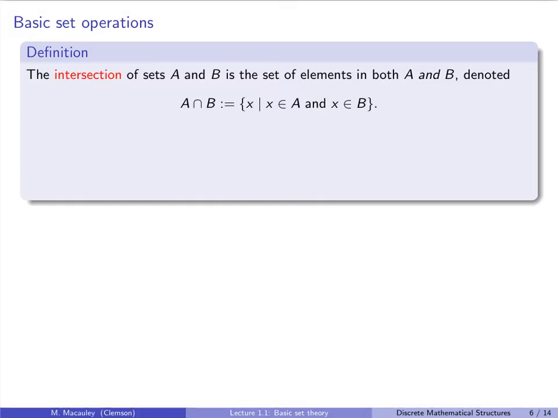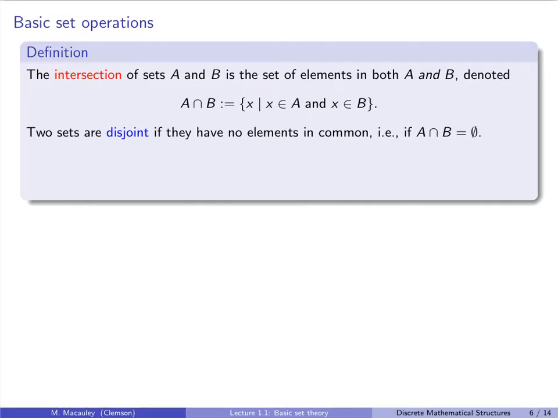So first is the intersection of sets, A and B. This is the set of all elements that are both in A and B. So we use this little symbol to denote it. It's like an upside down U. So we can write this as either, or we can say this as A intersect B, or just the intersection of A and B. Both are valid. And by definition, sometimes this colon equals means by definition, it is the set of all elements x such that x is in A and x is in B.